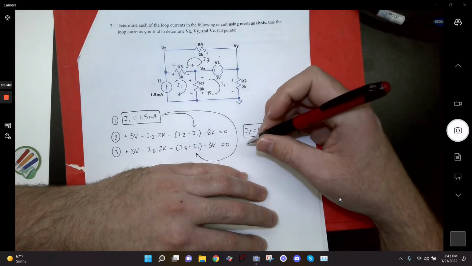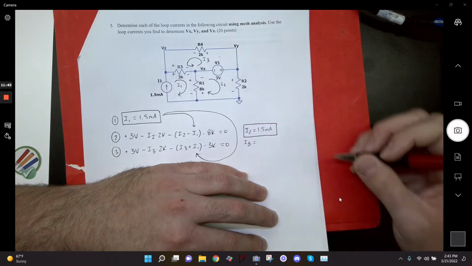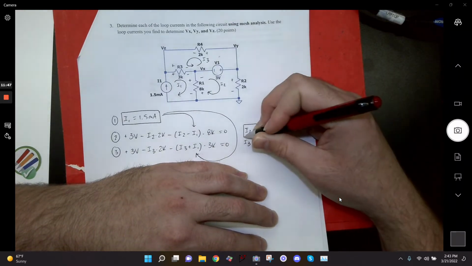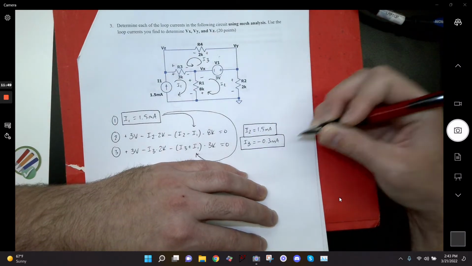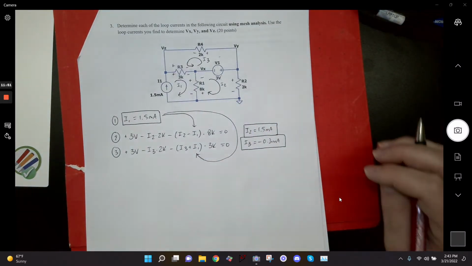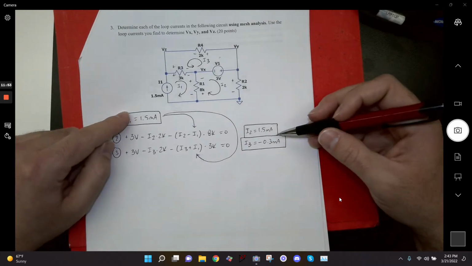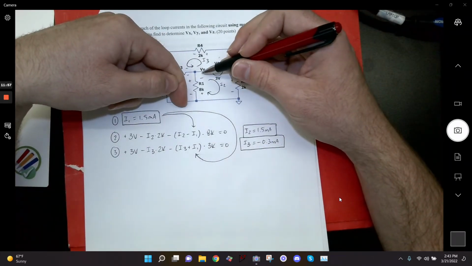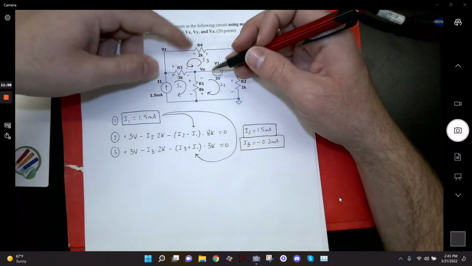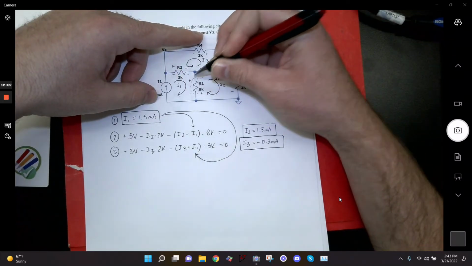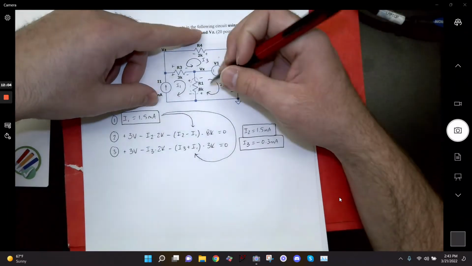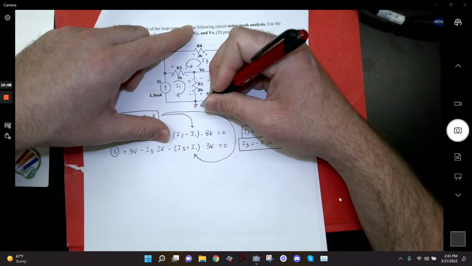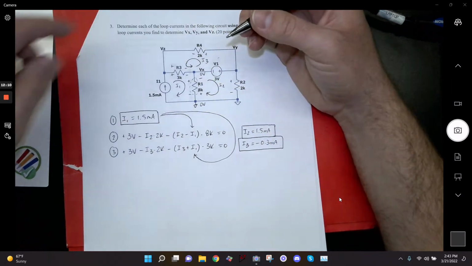And then I3 is going to be negative 0.3 milliamps, okay? And now I'll solve for the voltages using these currents. So what you might notice is that I1 is 1.5 milliamps flowing down here, and I2 is 1.5 milliamps flowing up here, right? That's going to mean that the total current flowing through this 8K is going to be 0, okay? So if I have 0 current flowing through this resistor, and I know this is ground, and that's 0 volts, then this is also going to be 0 volts.